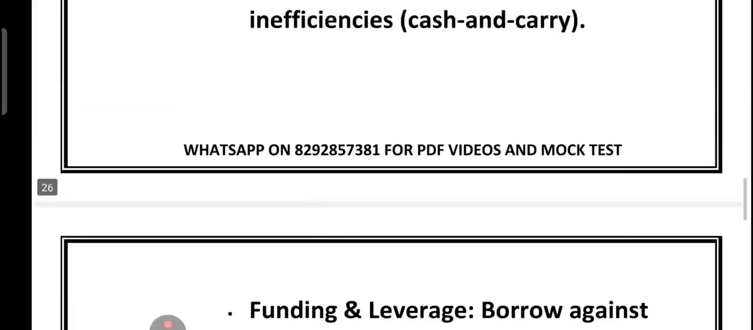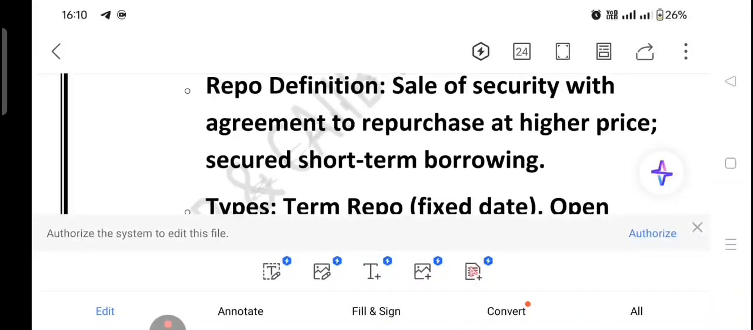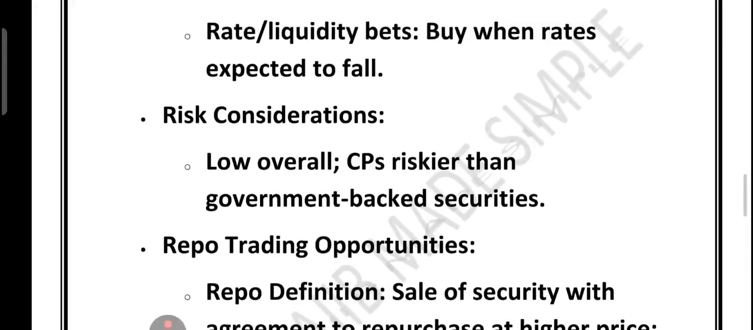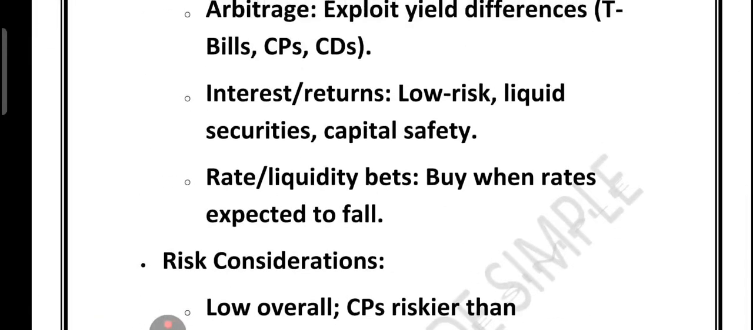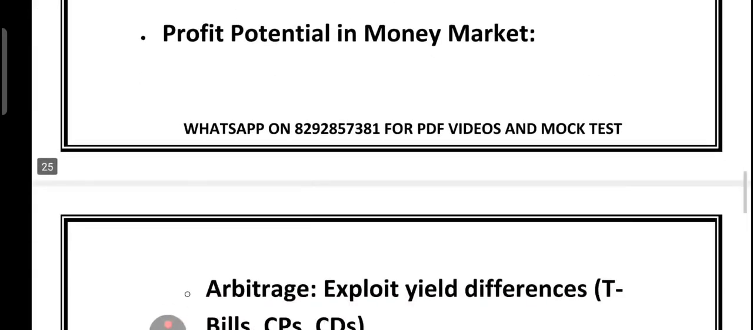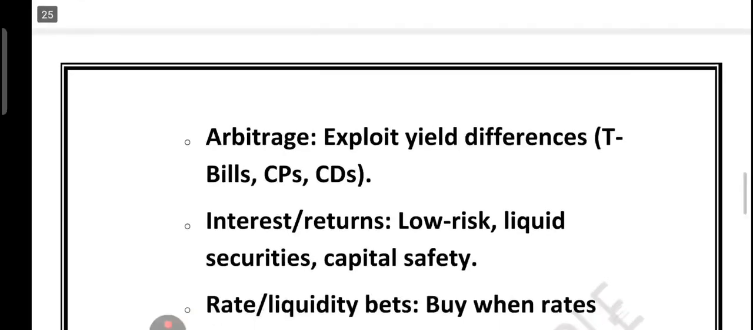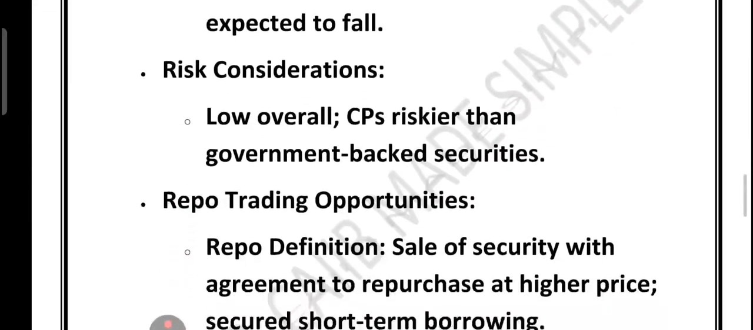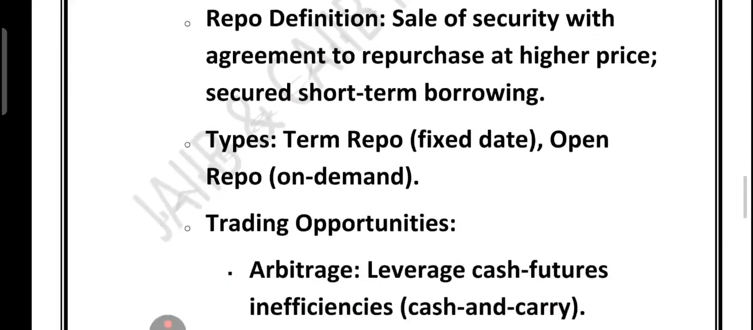So remember these key points. I told you that money market funds are liquid, low risk, and flexible, and secondary trading is possible. Then I told you about the profit potential: arbitrage, interest gain, rate and liquidity bets. Risk: CP is riskier than government securities. And repo trading is secured borrowing: term and open repo, arbitrage, leverage. These are the key points.